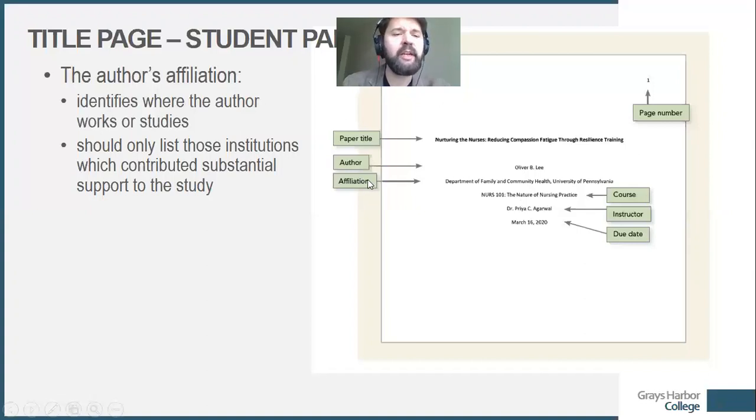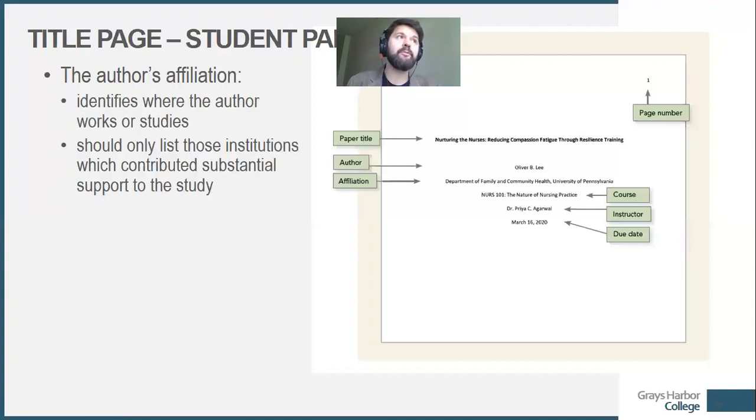So with the affiliation, let's say you've got multiple institutions that you're a part of. Like let's say that you're a student at Grays Harbor College, but you also work at the local hospital, or you work at the Daily World, or you work for the city of Aberdeen or something like that. In those cases, you wouldn't just list all your affiliations like you're writing a resume. You'd only list institutions that contribute substantial support to the study. So for a college paper, that's generally just going to be the college.